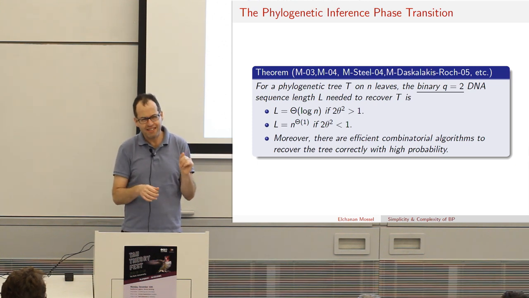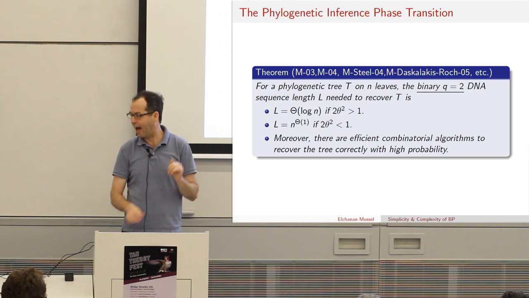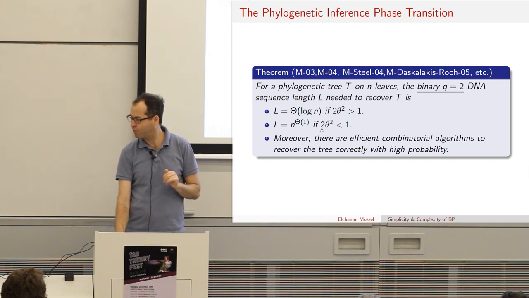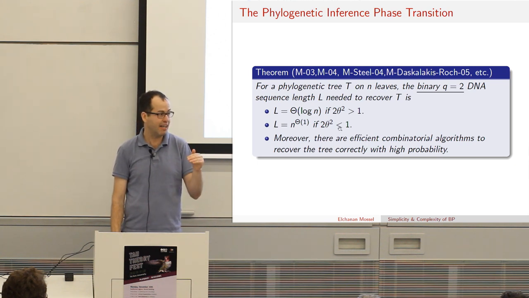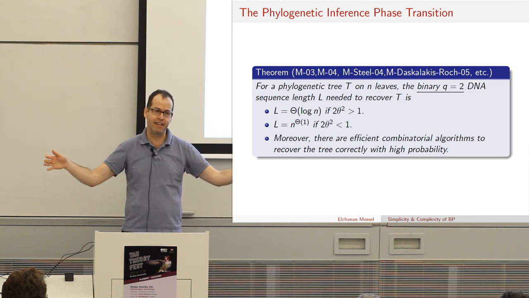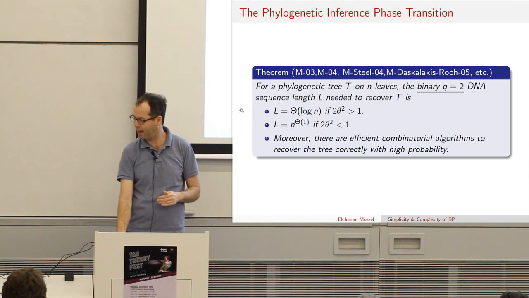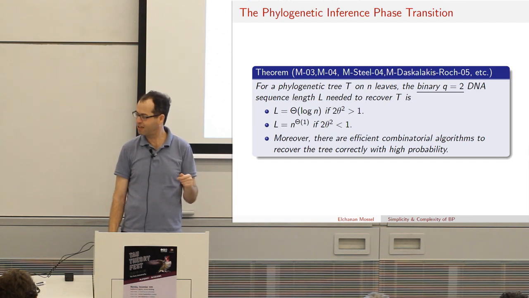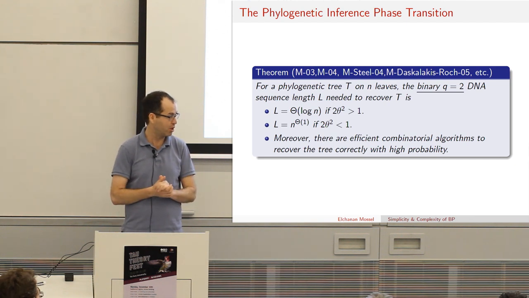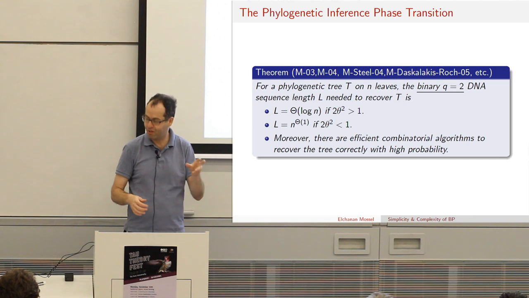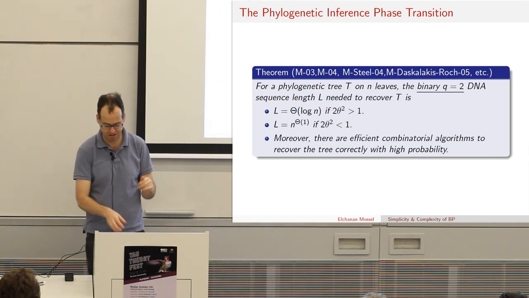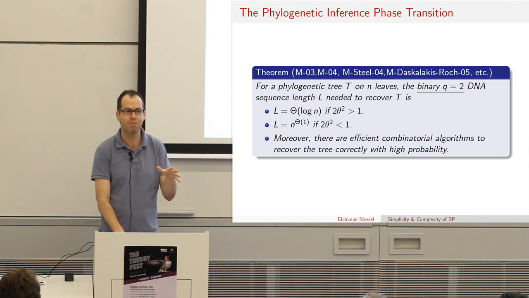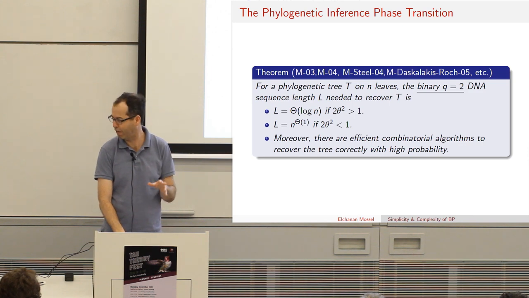But what it says is that if the mutation rate is very high, which means that 2 theta squared is less than 1, then the length of DNA sequences that you need, information theoretically, in order to recover the tree is polynomial. Well, if 2 theta squared is bigger than 1, the mutation rate is small, then logarithmic is enough. So this phase transition corresponds to this linear theory, just the summary of what happens here. Questions? Let's talk about the graphs. I'll tell you about the graphs.